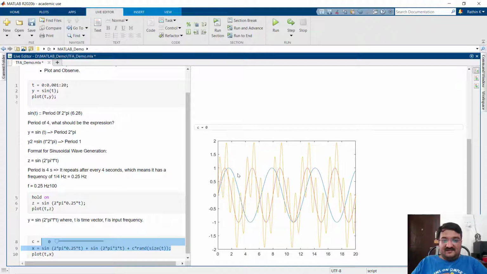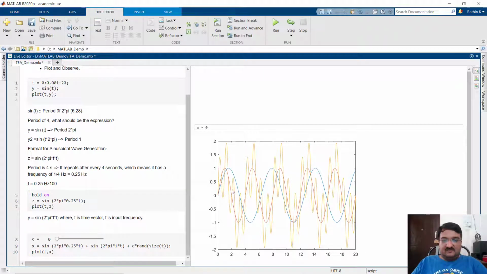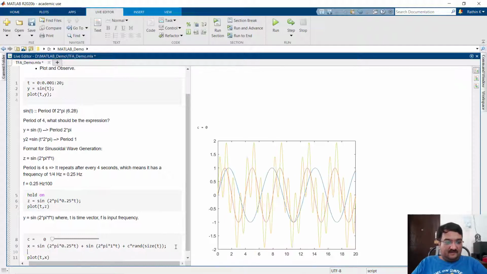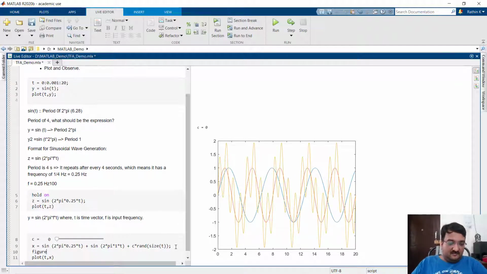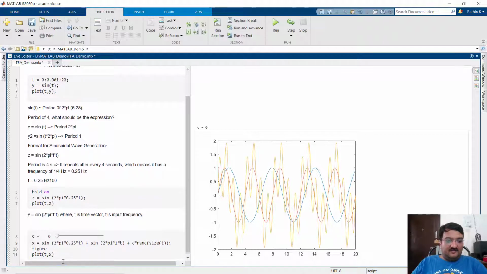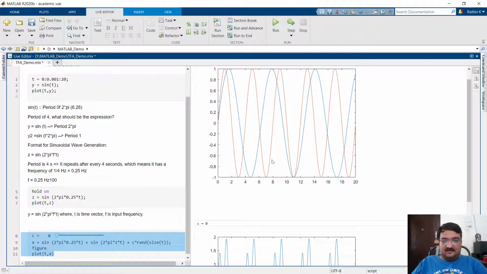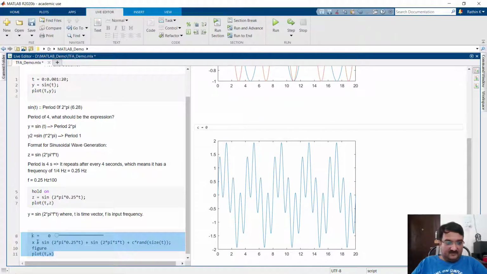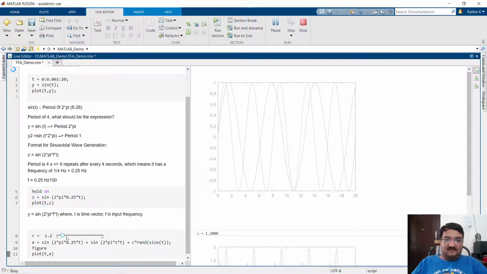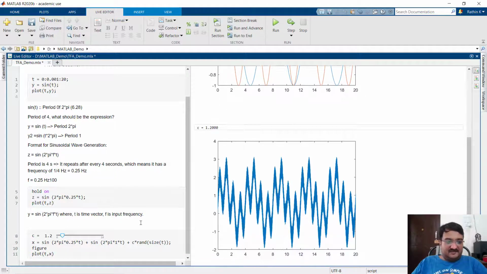So now you can see three different waveforms. What I can do is, if I just want to see our obtained graph, I just write here figure, and if I then run it, I will get a separate graph like this. Now what is the impact of this C? You can see here.